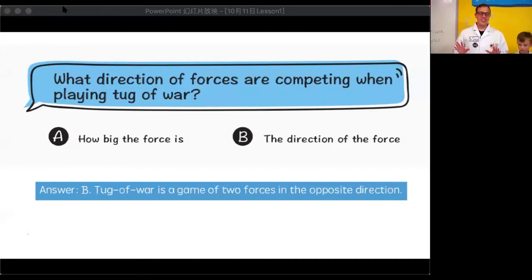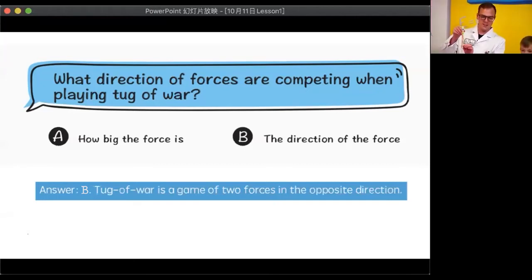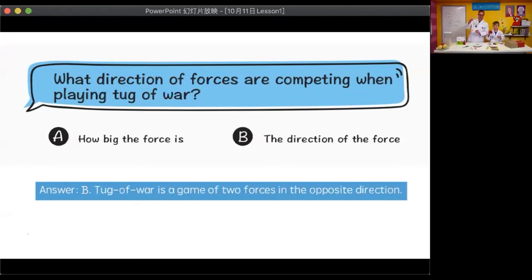All right, very good. I think almost everyone got the correct answers, so I hope that those key learning elements are what you can take home with you and use when you're playing with your spring scale. All right, very good.